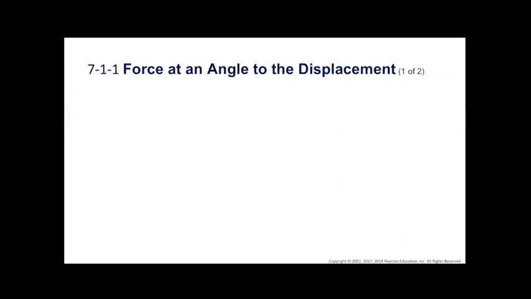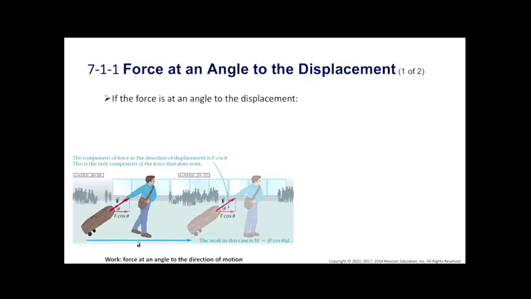Now what if the force is not in the direction of displacement and it is at an angle to the displacement? So in this figure we see a person pulling a suitcase on a level surface with a strap that makes an angle theta with the horizontal. So in this case force is at an angle to the direction of motion. It is not in the same direction. So now, how do we calculate the work in these types of cases?